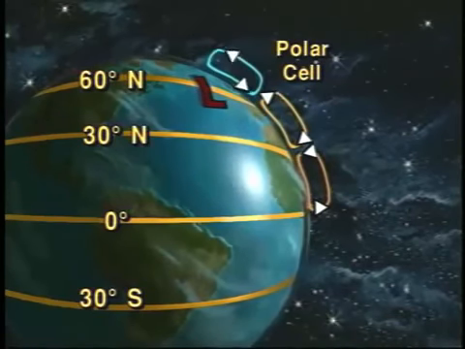Near 60 degrees north, the warm surface winds of the Ferrel cell and the cold winds of the polar cell collide, rising to produce an area of low pressure. In addition, these airflow patterns are affected by Coriolis force.